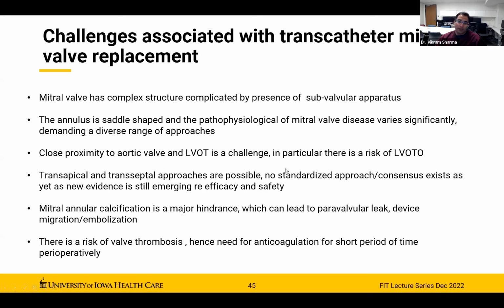Mitral valve replacement carries a risk of left ventricular outflow tract obstruction. There are a couple of different approaches that are possible, transapical and transseptal, and currently there isn't really a clear consensus as to a standardized approach. And one of the biggest hindrances is also mitral annular calcification. This in particular puts patients at risk of paravalvular leak as well as device migration or embolization. There is an associated risk of valve thrombosis. Hence, patients need anticoagulation, at least for a short period of time perioperatively, which may not be possible in some patients who have a higher bleeding risk.